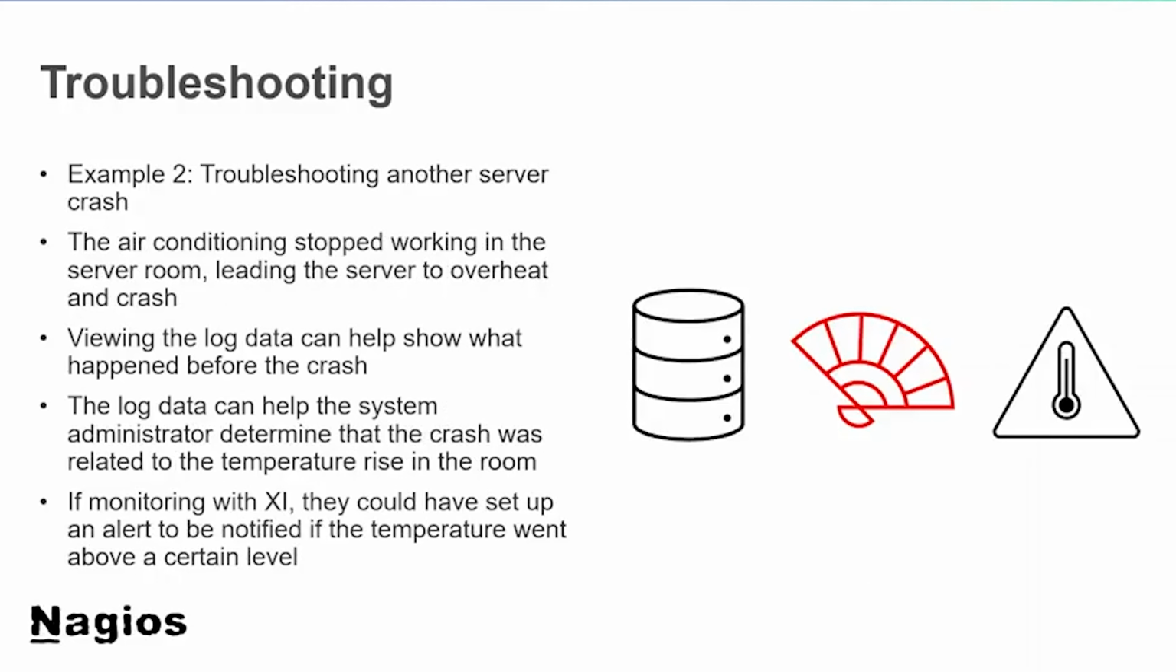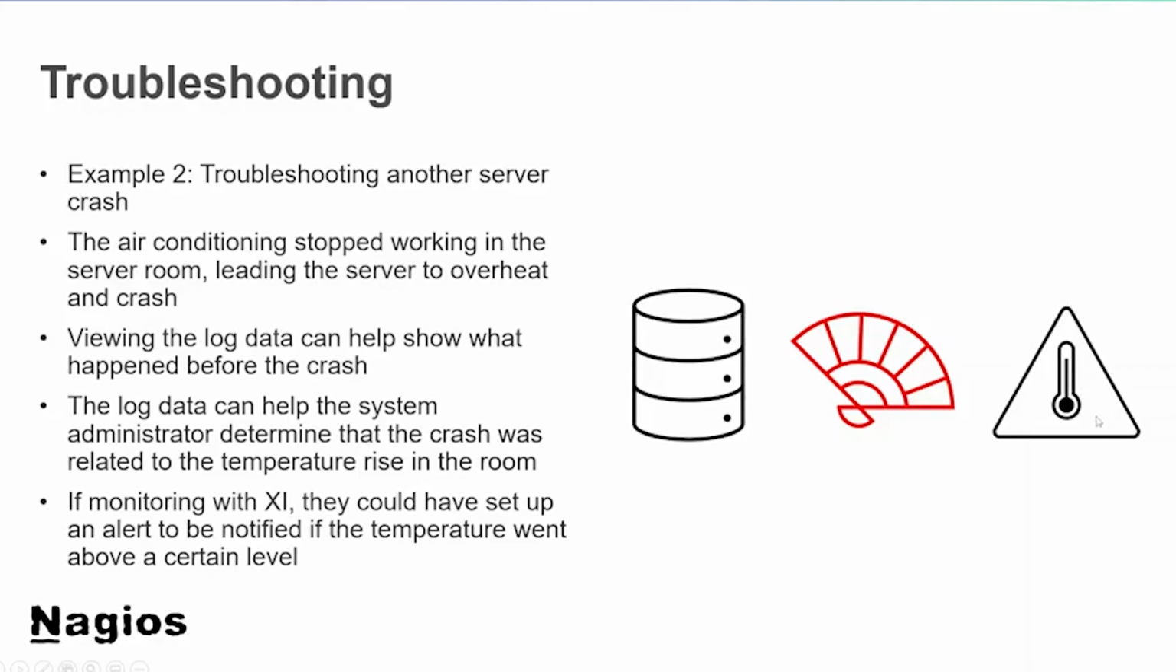So I'll give a second example. So this time it's yet another server crash, and I drew another fancy diagram. So in this example, let's talk about the server crashing because the server overheated. So it's in a server room and something goes wrong with the fan. Here's my fan symbol. It's red because it's broken. Something is wrong with the air conditioning. And then I have this little temperature symbol here symbolizing that the temperature is getting too high.